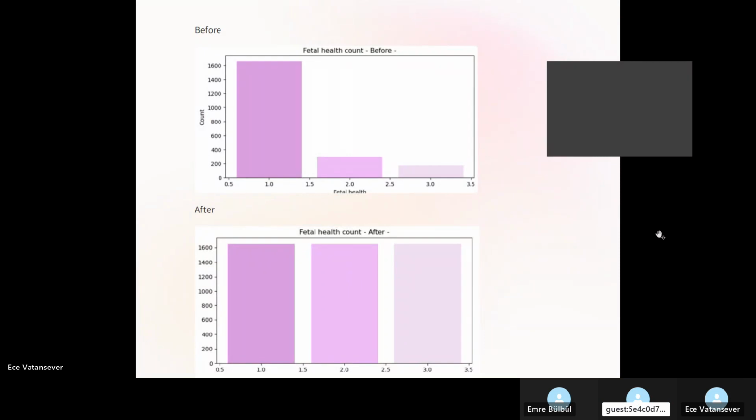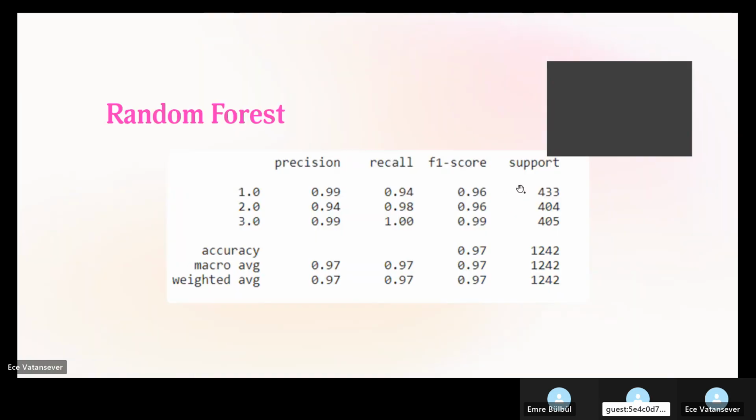Here, the dataset is split into three unique classes, which are one normal, two suspect, and three pathological ones in there. So thank you, and Ece will continue the other parts.